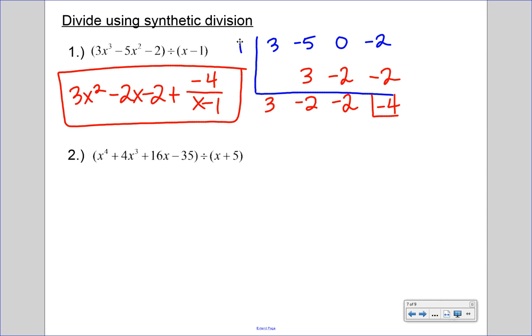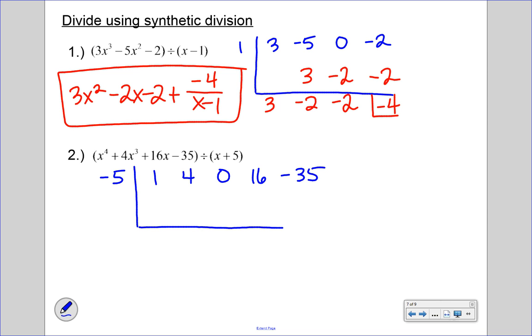Our next one, we're dividing by a positive 5, so we're going to make that a negative 5. Draw the upside down box. We have x to the 4th, whose leading coefficient is 1, then 4x cubed. We don't have an x squared, so we put a 0 there. Then we have 16 and then negative 35.